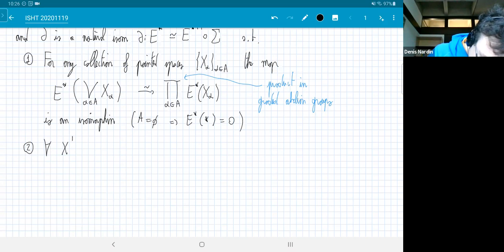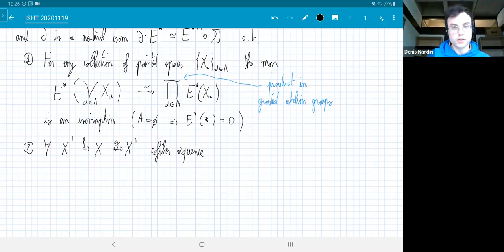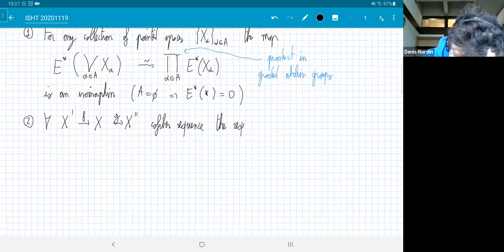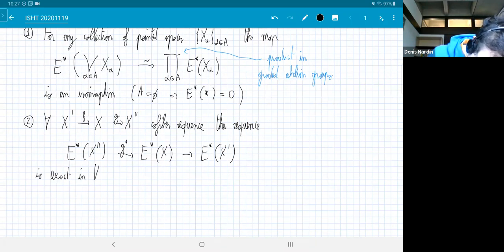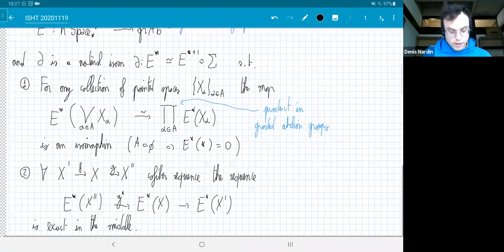So for every cofiber sequence, which remember is given by X prime, F, G, X double prime, and a homotopy, H, a null homotopy of GF with a point, the sequence E upper star of X double prime, G upper star of X, to E upper star of X prime is exact in the middle.